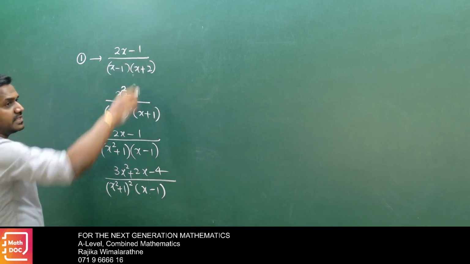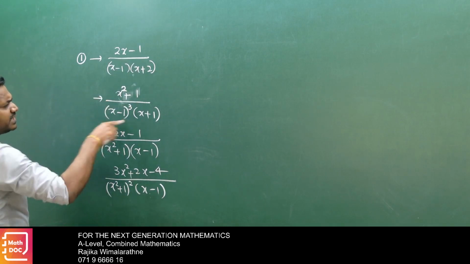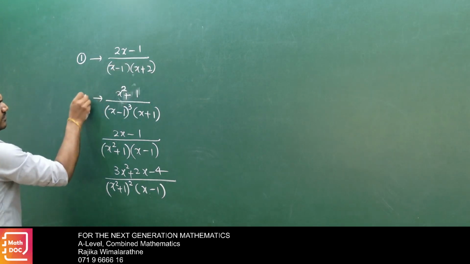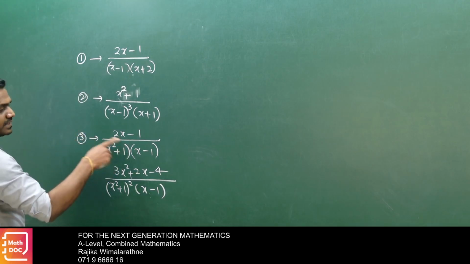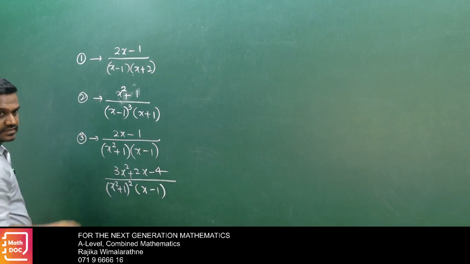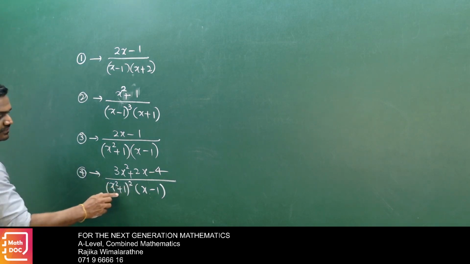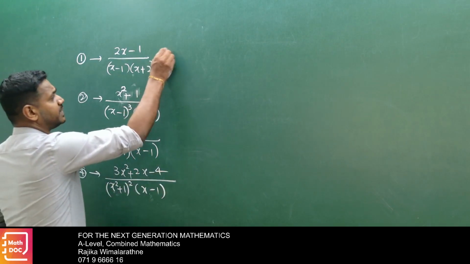So now you identify here case 1: linear factors in the denominator, and case 2: here especially we have a repeating linear one and a linear one. Third case, we have a quadratic factor and one linear factor. And fourth case, we have a repeating quadratic factor and a linear factor. Okay. Now let's see how to split this.